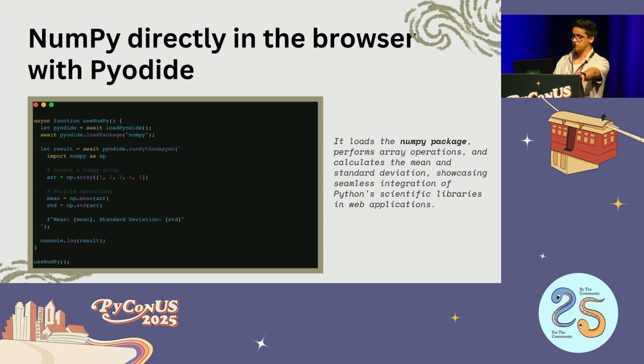And this is a small example where we are calling the NumPy function. Again, we're calling it in an asynchronous setup. We use a function called useNumPy, and we are initializing it with await loadPyodide. Very simple, we're just loading the package. Then we are calling a function which is going to return an output. We're simply importing NumPy as np, creating an array, calculating the mean and the standard deviation, and logging it out. And this small function will make NumPy work in the browser.